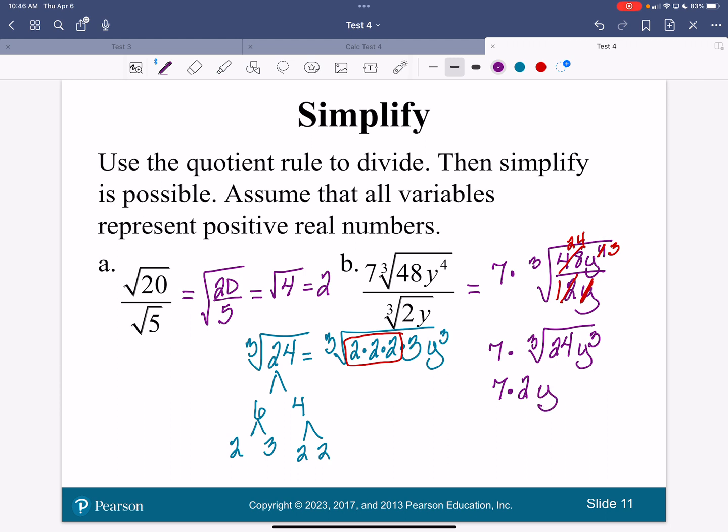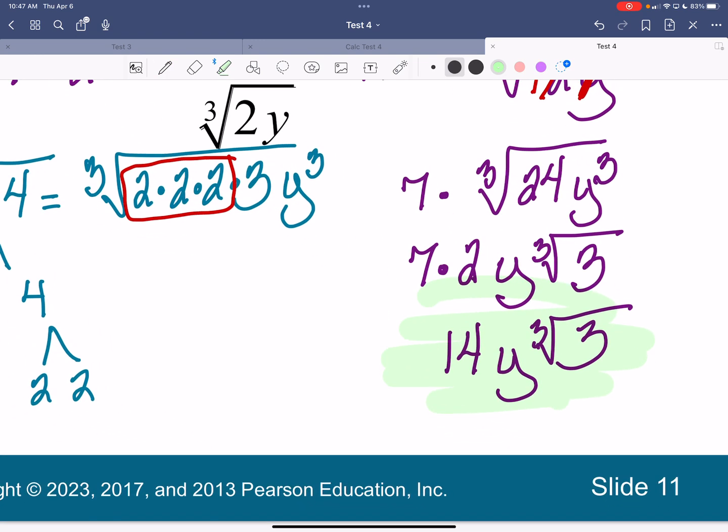Okay, and then what am I left with right here? Just 3. Okay, and I have one more thing to do. What do I need to do? Good. So my final answer to this is 14y on the cubed root of 3. Now look at this closely right here. You have to be careful how you write that because you don't want this cubed root to look like it belongs to that y. You want to be sure that 3 is inside that index right there.